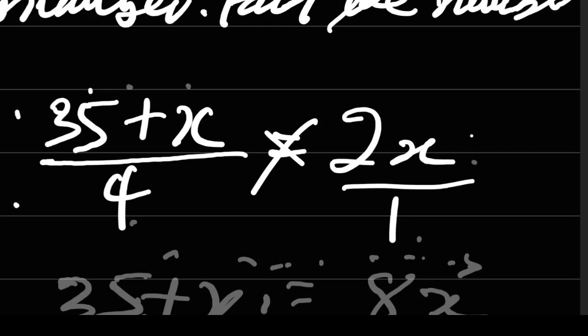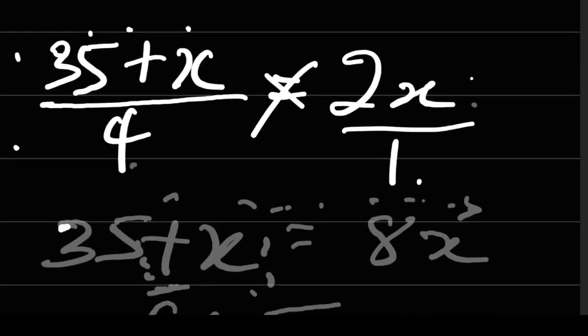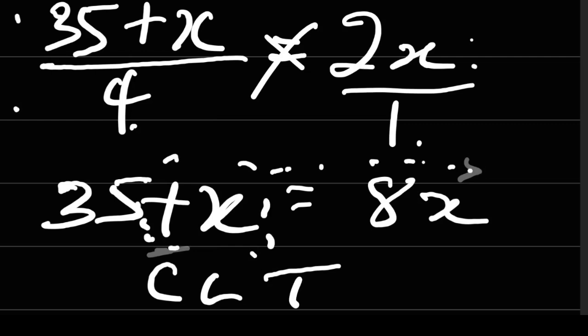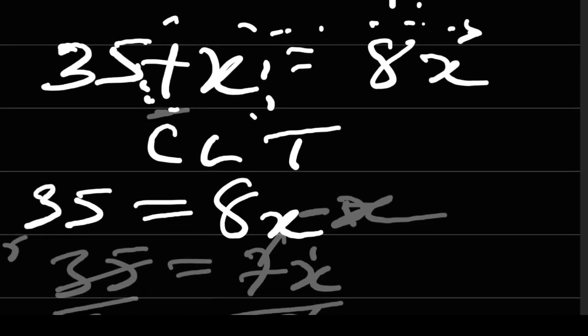So this 35 plus x times 1 is still 35 plus x equals 4 times 2x, which is 8x. We'll collect like terms at this point. This plus x will cross to the other side to meet its like term, 8x. So we have 35 equals 8x minus x, because when a positive crosses equality, it turns to negative. That is 8x minus 1x, which is 7x.